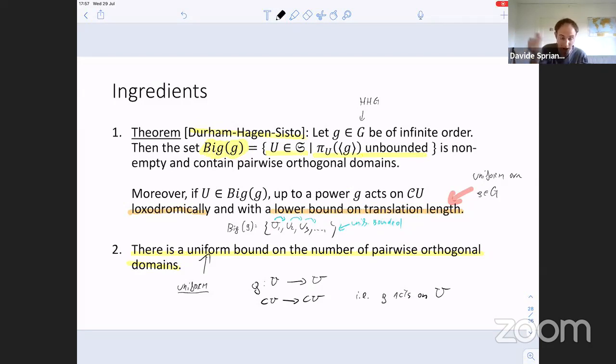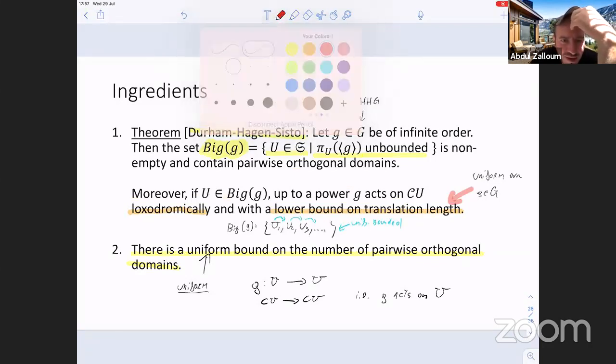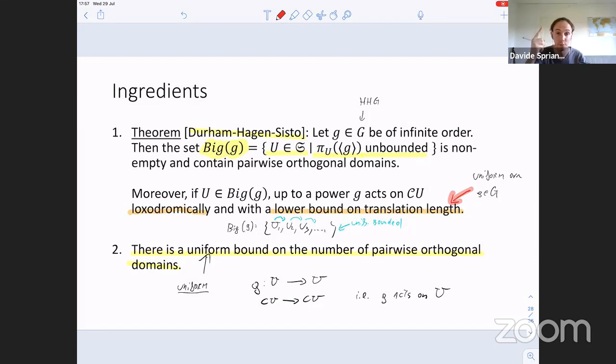Davide, I'm a bit confused, because it seems like if you have a Morse element, then big G will not contain any pairwise orthogonal domains, right? Oh, it will contain only one. Okay, because the statement says the set contains pairwise orthogonal domains. Maybe the English is strictly speaking wrong, but if I have a singleton with one thing, I say that it is a set of pairwise orthogonal domains because there are no pairs. Thanks, that's a good point. So this can be only one element. If there is more than one, they are orthogonal.